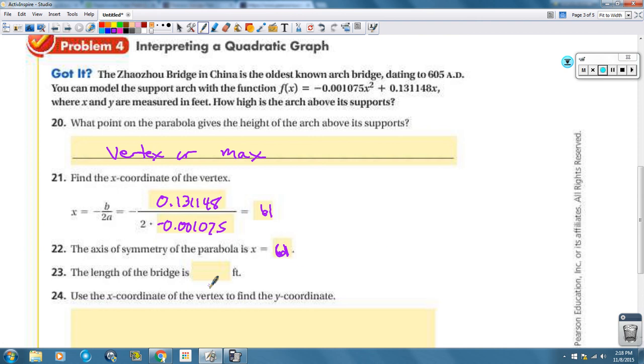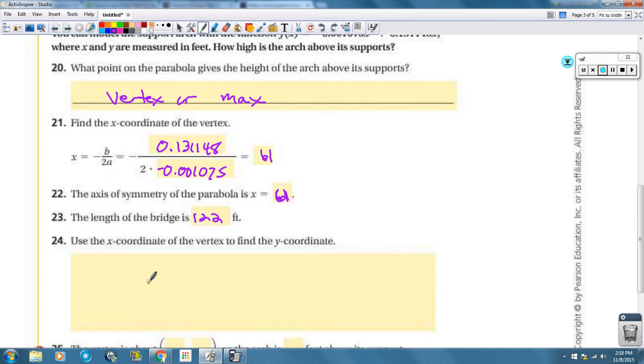Okay, so if I know the height of the arch, that's the middle, so that's 61. So then the length of your bridge would be 122 because they just doubled it. And then what you do is you plug the 61 into your equation. When you do that, I got 3.99 something. Basically, it's 4. Okay, so 4.0.